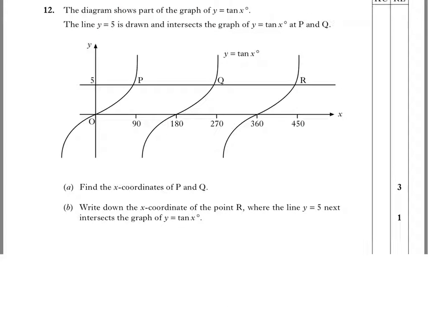Section 24, question 3. The diagram shows part of the graph of y equals tan x. The line y equals 5 is drawn and intersects the graph y equals tan x at P and Q. So we're looking for the intersection of the curve and the line, so points at which they're equal. So what I can say is y equals 5 at the points of intersection is equal to y equals tan x. So it's not too much of a stretch at that point to create a trig equation. Tan x is equal to 5.